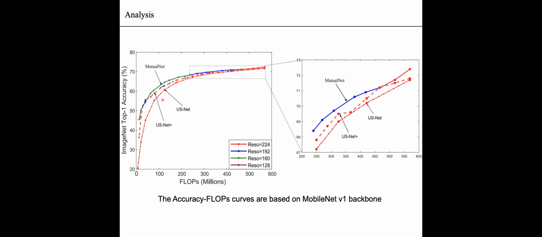The US-Net Plus is actually a simple strategy to improve US-Net. Basically, we test US-Net at different resolutions and see which one gives the best result at a specific computational cost. So that's a very simple improvement over US-Net. But this method only considers resolution during testing. They are not doing mutual learning during training. So the performance is still worse than MutualNet.